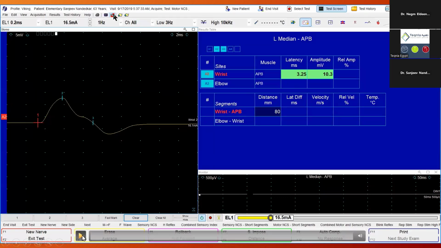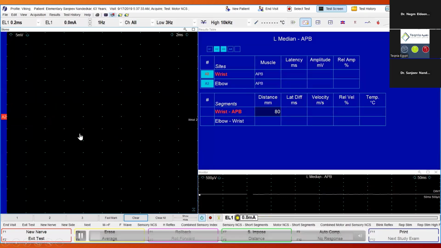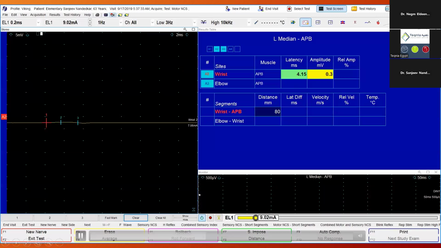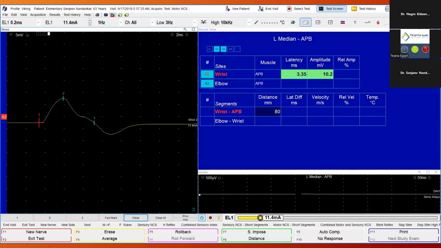Once again, look at the recording. Start at low intensity, no response, slight response, it's getting bigger, more, it didn't change, and now we will make it supramaximal. Having recorded the signal, we can make many different measurements. The most common ones are the latency and amplitude.